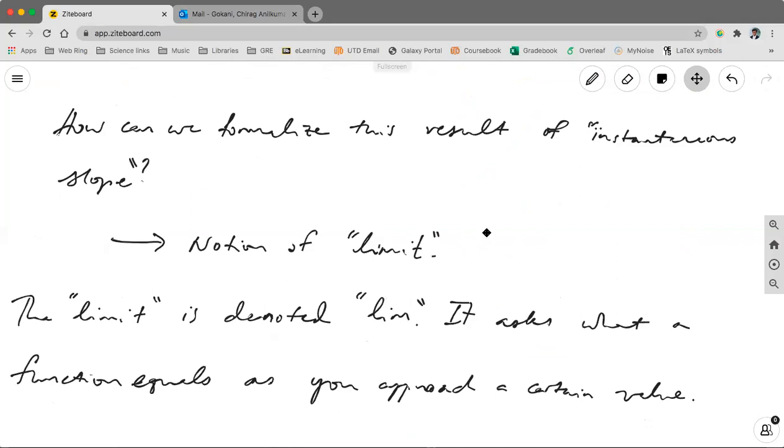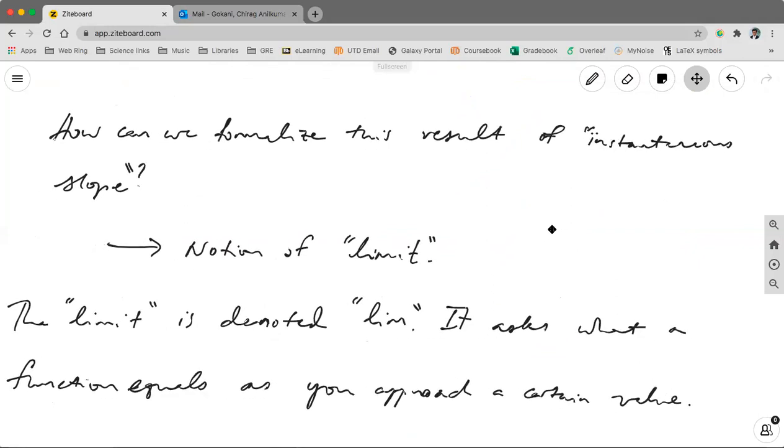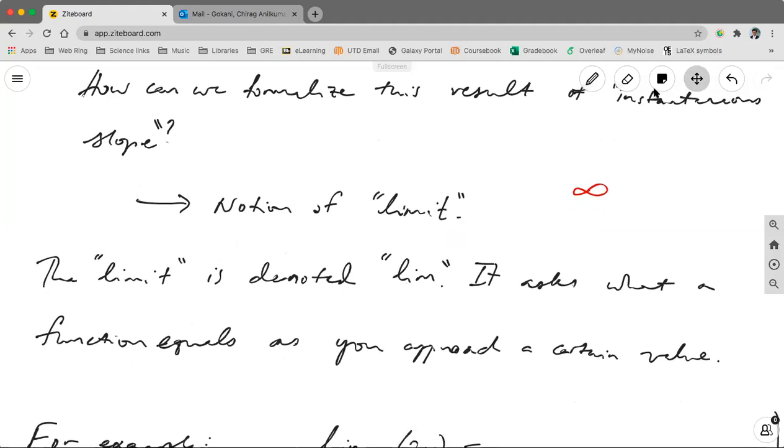A big concept in calculus is the idea of the infinitesimal and the infinite. So you'll get very used to writing this symbol, infinity. The limit is a way of thinking about infinity, and also about the infinitesimal and small changes. We denote the limit using the letters lim, almost like that. The limit often asks what a function equals as you approach a certain value.